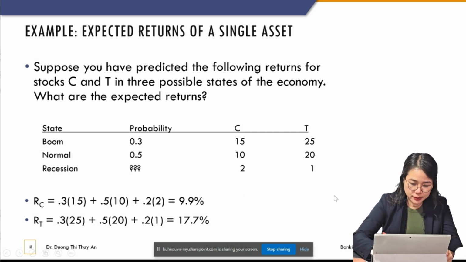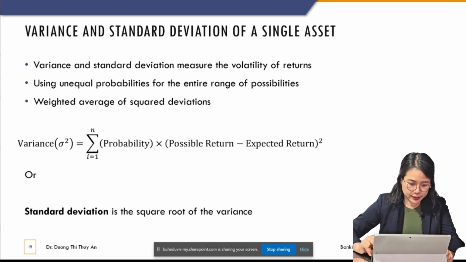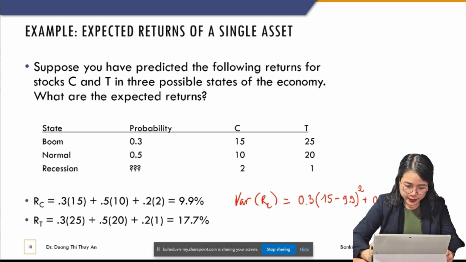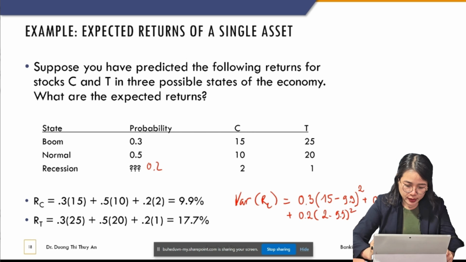So what I'm going to do is take the variance of R_C equal to 0.3 times (15% minus 9.9%) squared, plus 0.5 and so on, plus 0.2. This is the variance.